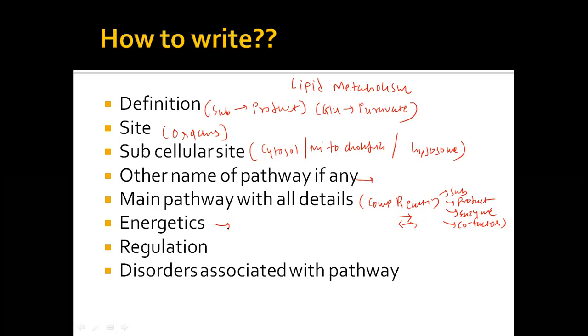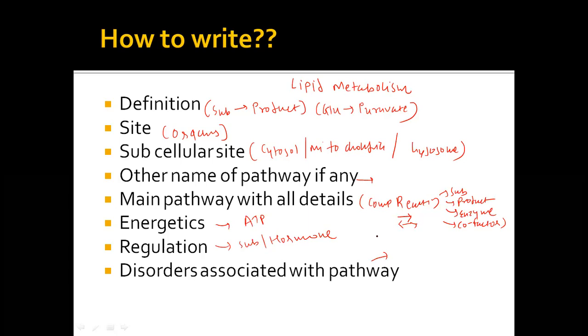Then energetics, where you have to mention the number of ATPs which are either getting produced or getting utilized; net ATP generation that you have to write separately. Regulation, regulation by substrate or hormone, that you have to mention. And finally, the disorder associated with that pathway. So if a question is of 10 marks, then you have to divide the metabolic pathway among the following headings, and then you can start writing the long question.